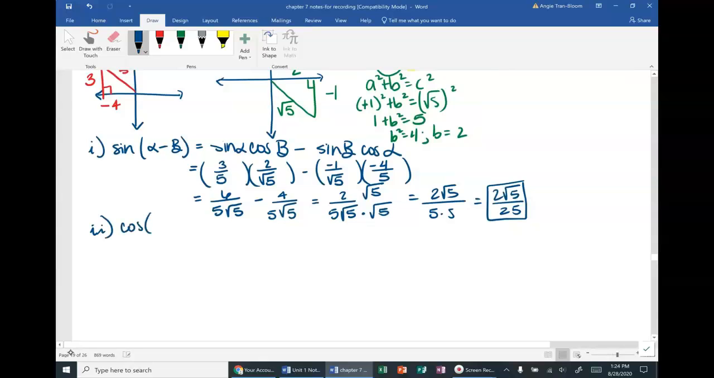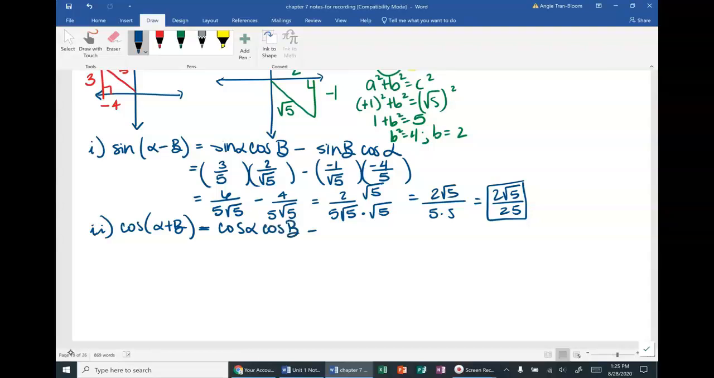And cosine of alpha plus beta equals. So right now, if you haven't gotten this memorized, then write down the identity every time you do your homework. By the time that you're done with your homework, hopefully you will have a better memorization of all of these identities, okay? So cosine alpha plus beta is cosine of alpha times cosine of beta, take away sine of alpha times sine of beta.